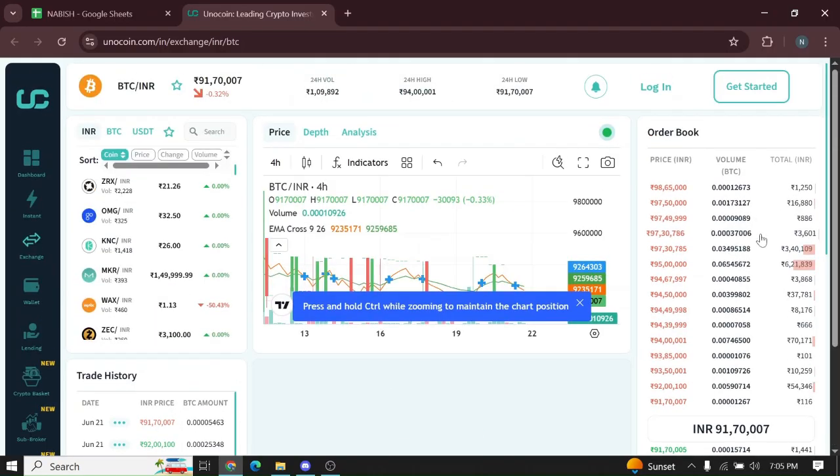And that's it, guys. That's how you're going to disable two-factor authentication on Unocoin.